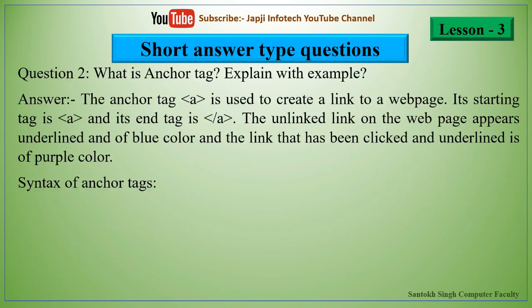So our second question is, what is anchor tag? The anchor tag A is used to create a link to a web page. Its starting tag is A and its ending tag is /A. The unvisited link on the web page appears underlined and of blue color, and the link that has been clicked is underlined and of purple color. The syntax of the anchor tag is A space then href equal to in double quote URL, then close the right angle bracket, then link text, then ending of the anchor tag.